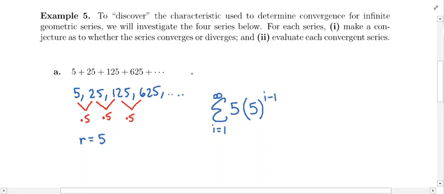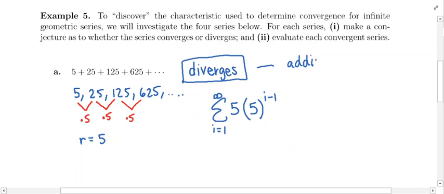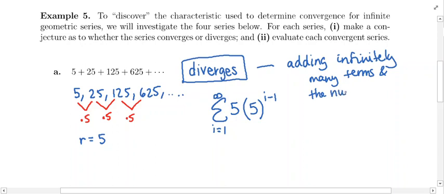Okay, so I'm going to guess here that this series diverges. I can't add it up. I'm adding infinitely many terms, and the numbers we are adding are positive, and they keep getting bigger.